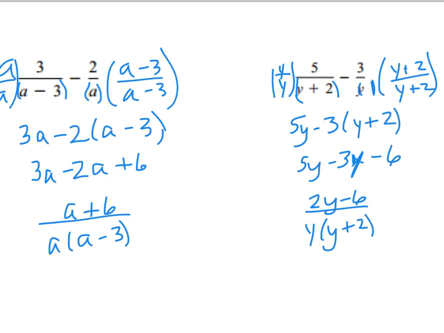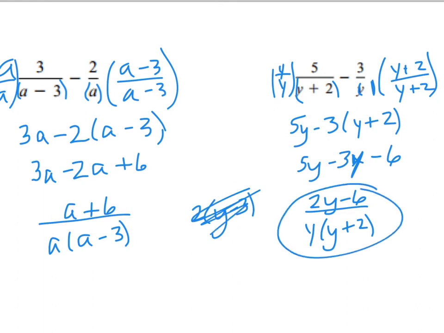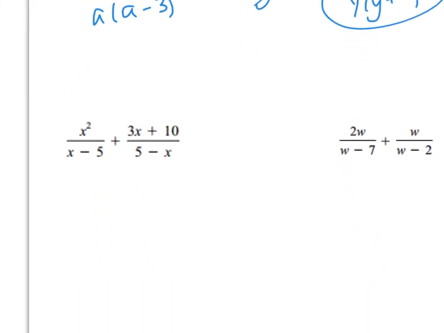Now I see my numerator factors, it has a GCF, but when I try, it doesn't reduce at all, so I could leave either 2 parentheses y minus 3 in the top, or just leave it how I had it. And the more we do, the better you'll get at seeing whether there's a chance that it's going to be something that simplifies a little bit more.